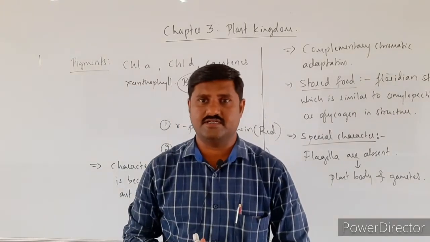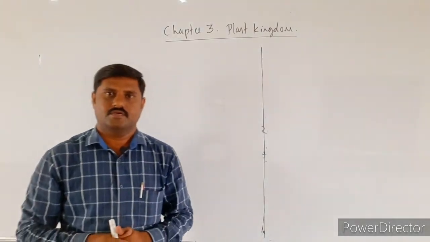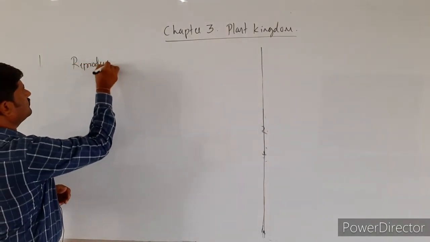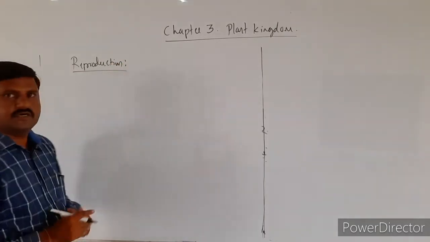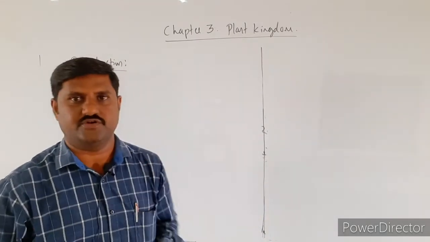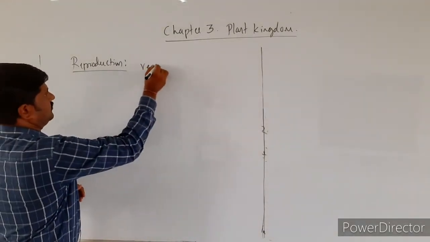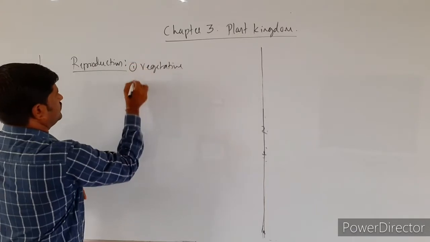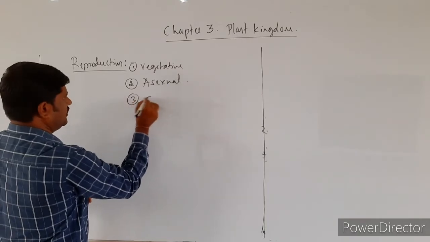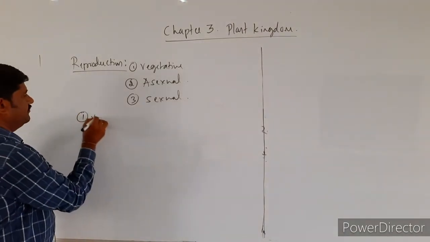And the next important characteristic feature is reproduction. Reproduction in these type of algae takes place by, once again, three methods. One is vegetative type, asexual type, as well as sexual type of reproduction. Vegetative is the first one, asexual is the second one, and the third one is sexual type of reproduction. First one, vegetative.